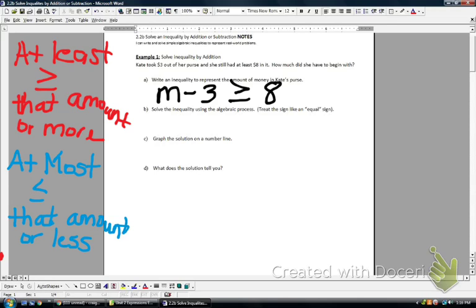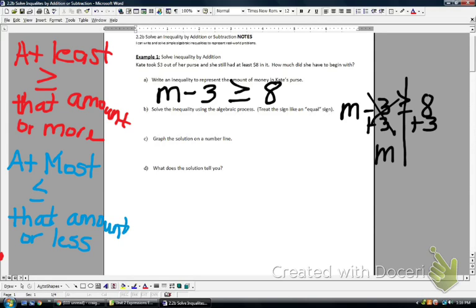Then part B says solve the inequality using the algebraic process. Treat the inequality sign like an equal sign. So I'm going to do that over here. M minus 3 is greater than or equal to 8. I undo subtraction with addition. So the amount of money that Kate has is greater than or equal to $11. And then I'm going to graph that solution on a number line.